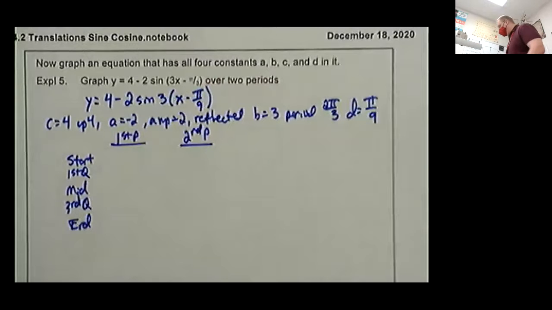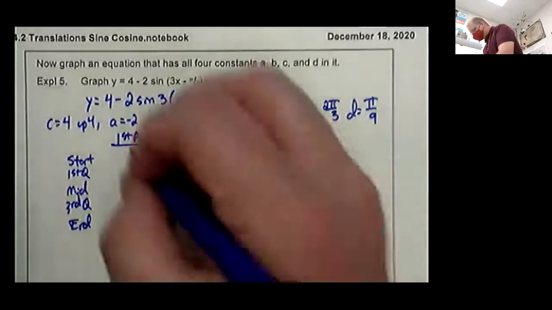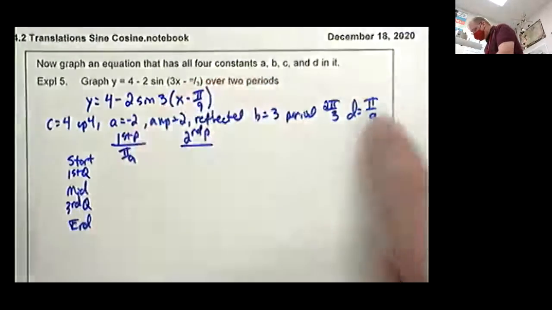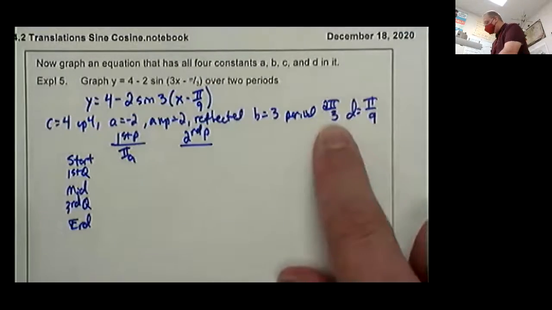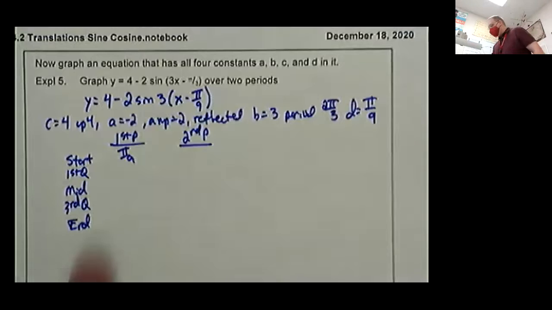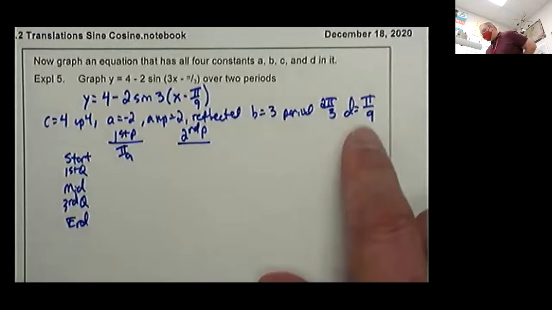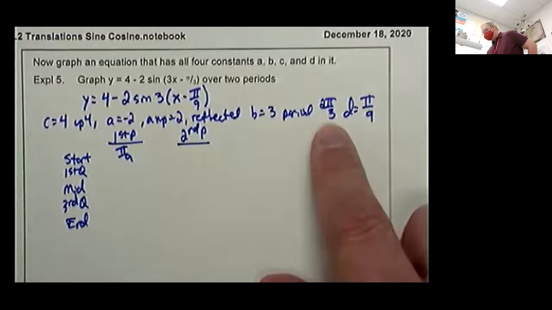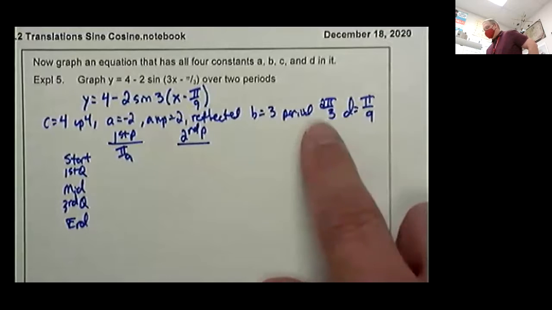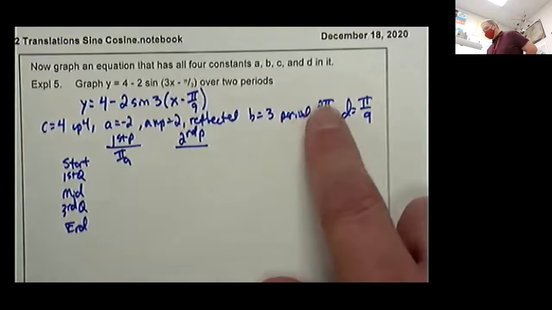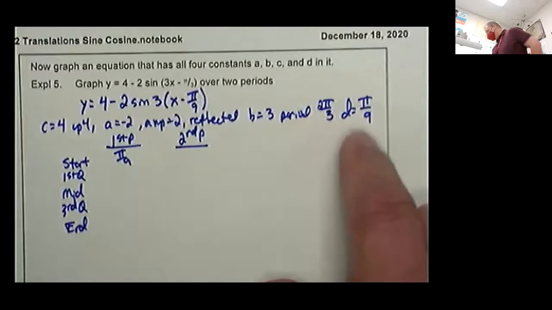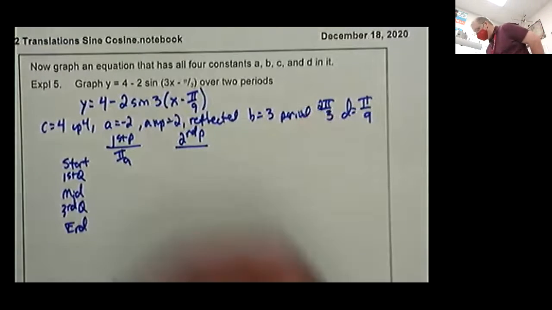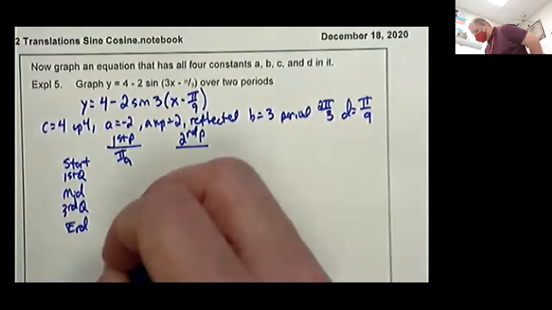So where are we starting? Well, we know we're starting at pi ninths. We're going to go one period, which is 2 pi thirds. So we're going to end at pi ninths plus 2 pi thirds. To get common denominators, that's got to be a denominator of 9, so we multiply top and bottom by 3. That would be 6 pi ninths plus pi ninths, which is 7 pi ninths. So we're ending at 7 pi ninths.